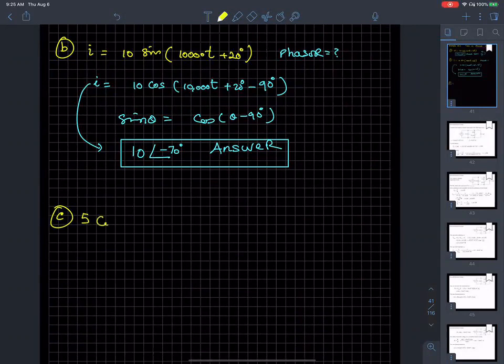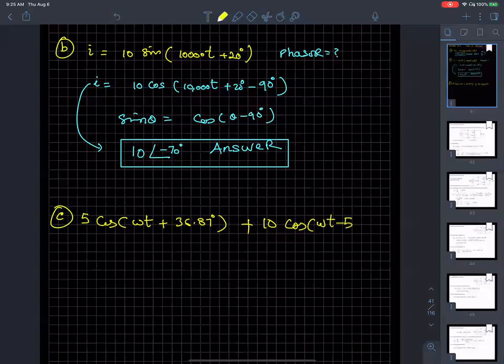5 cosine(omega t plus 36.87 degrees) plus 10 cosine(omega t minus 53.13 degrees). And we want to convert this to phasor form. Okay, how do you convert this to phasor form? Let's see. What is the operation that I'm interested in here? Addition operation, right?